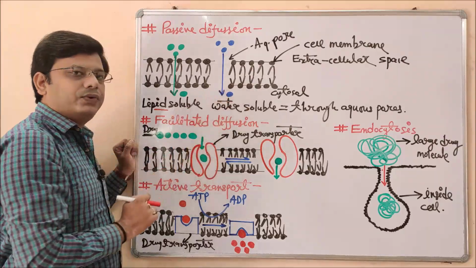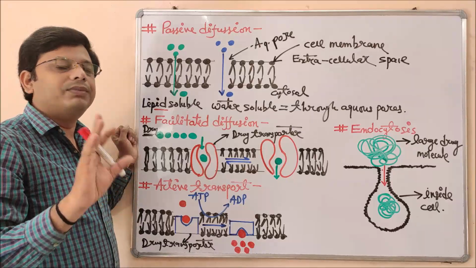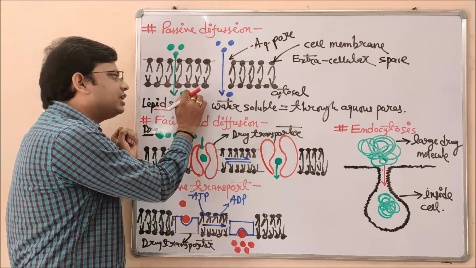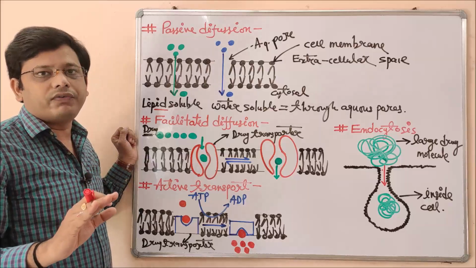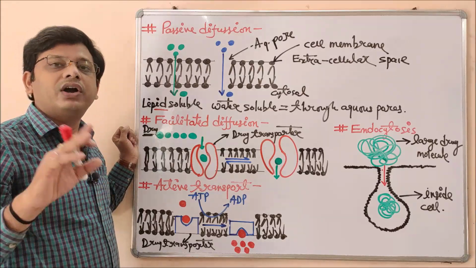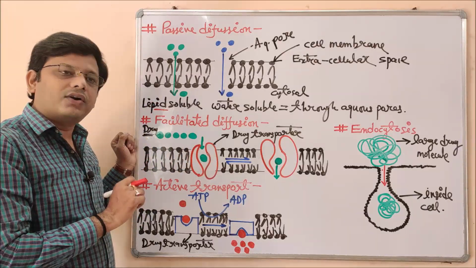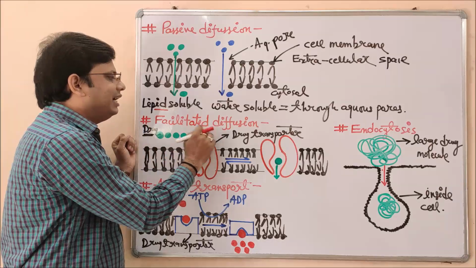These two types of diffusion are examples of passive diffusion, because in case of water soluble as well as lipid soluble drugs, there is no need of energy. So we can say these are energy independent movements of drug across the cell membrane. Now coming to the second type of movement of drug across the cell membrane, that is facilitated diffusion.